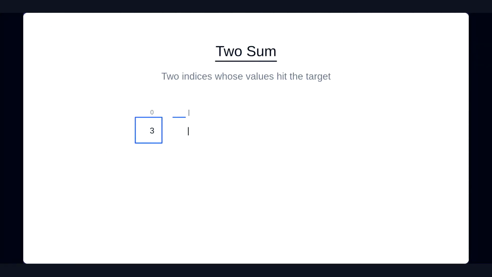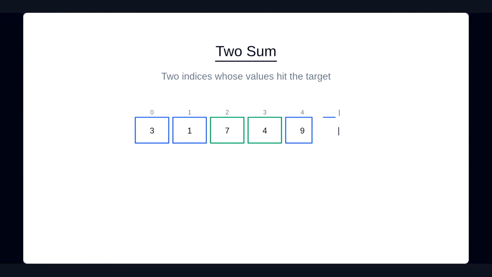We are given a list and a target sum, and we want two positions whose values add up to that target. In 3, 1, 7, 4, 9, 2 with target 11, the 7 and the 4 add up, so we return their indices 2 and 3. The slow way checks every pair. A hash map lets us do it in one pass.